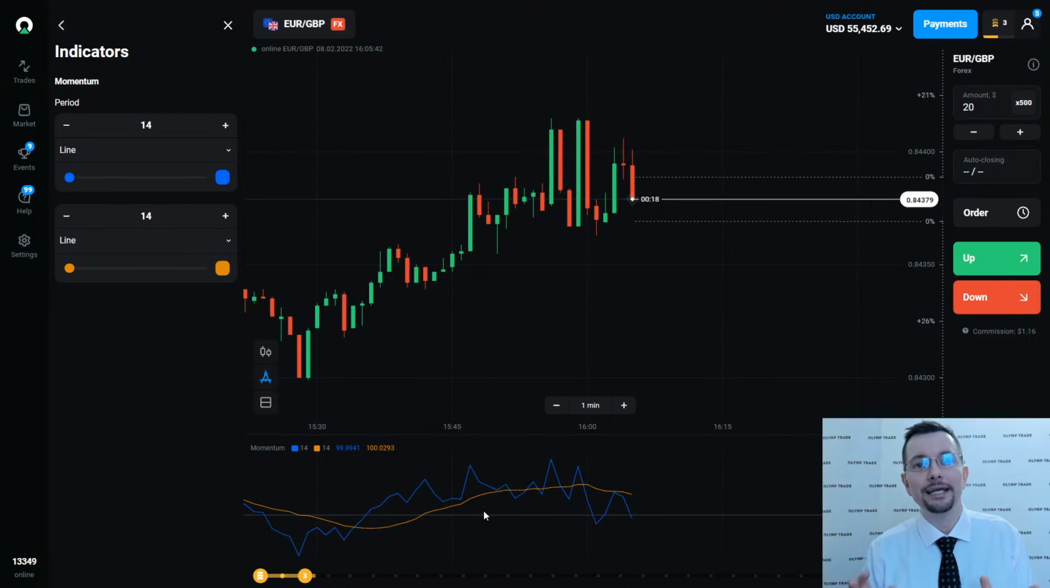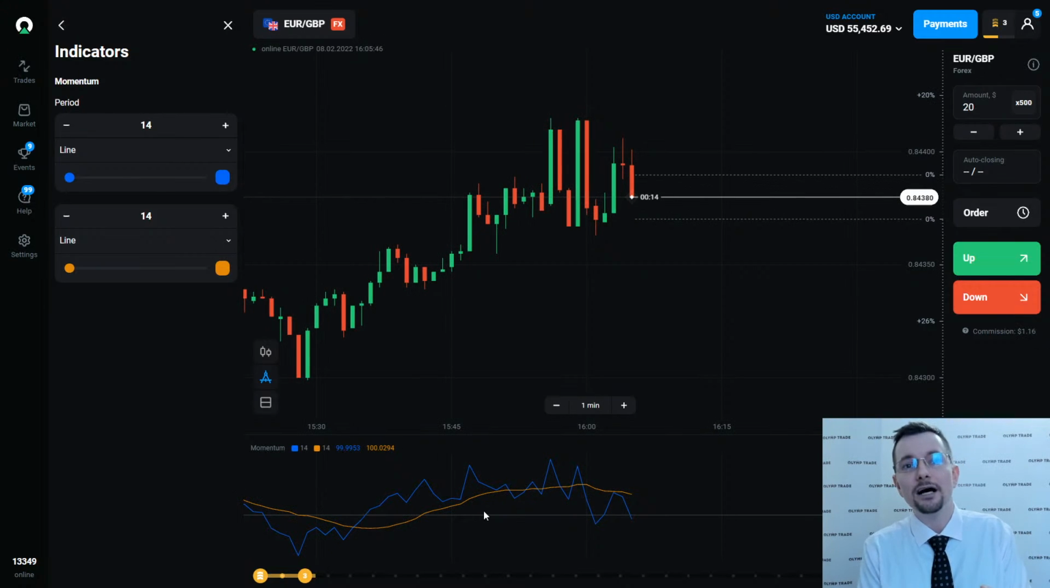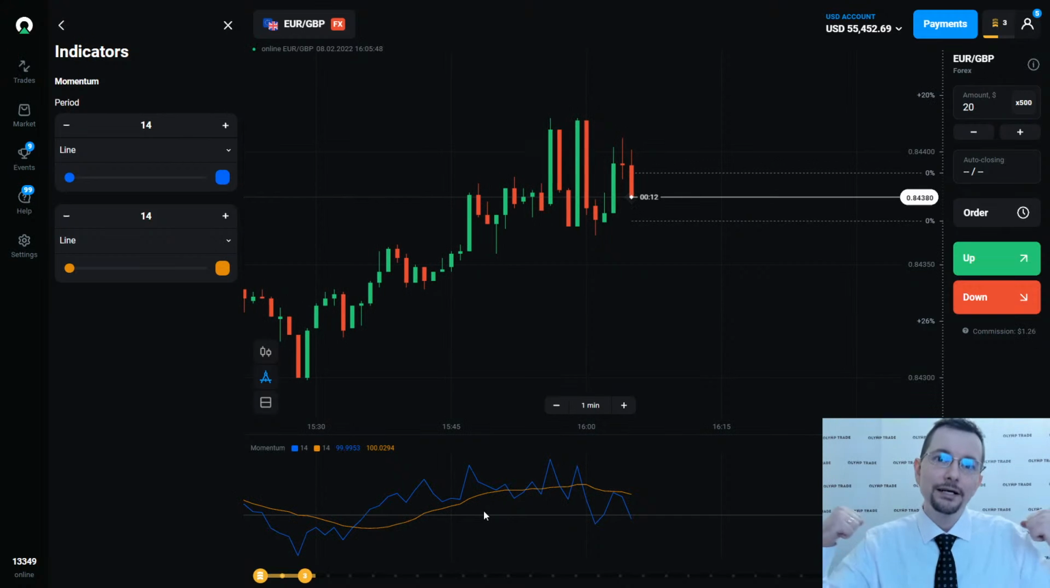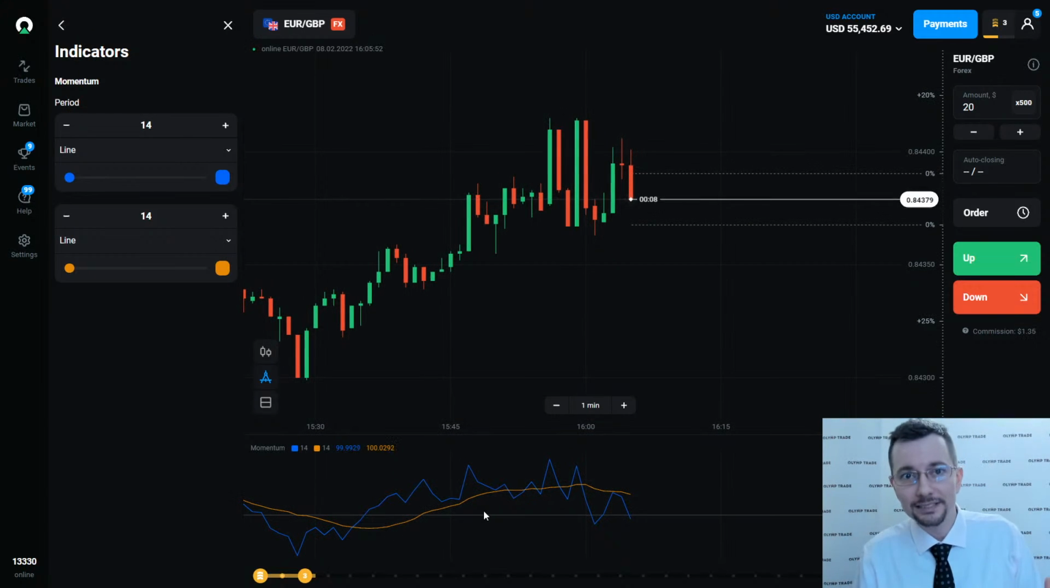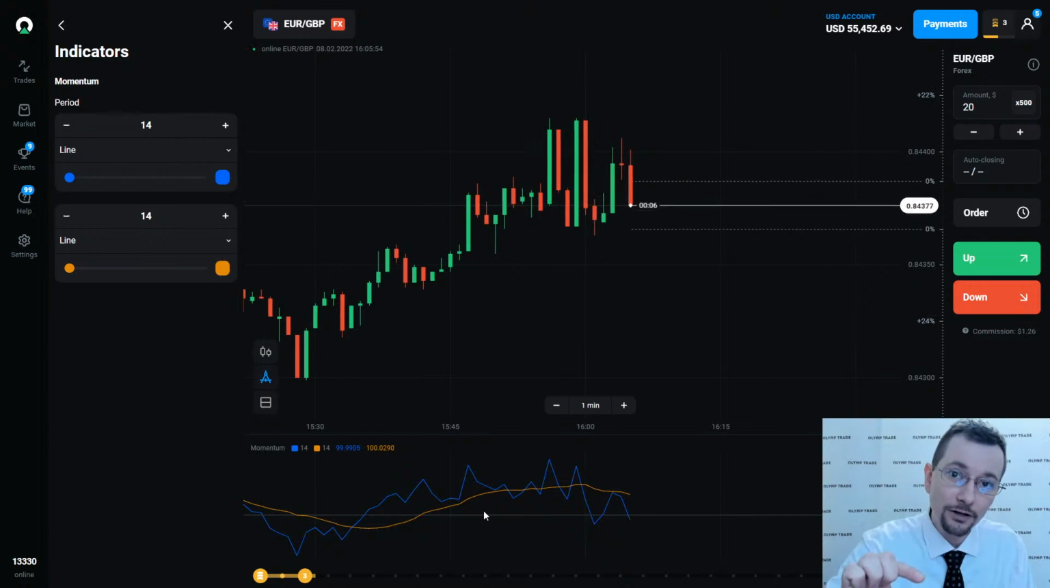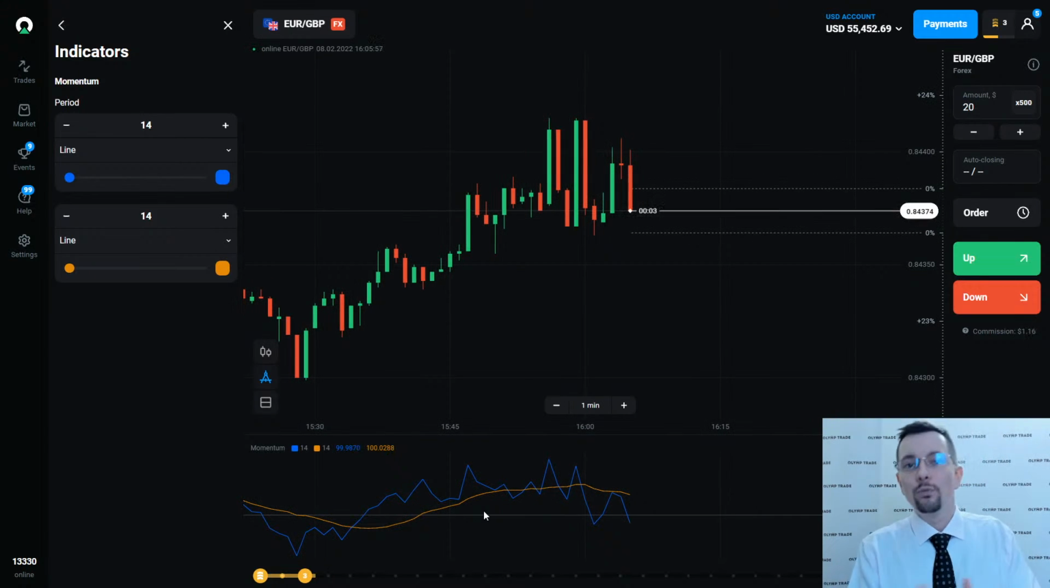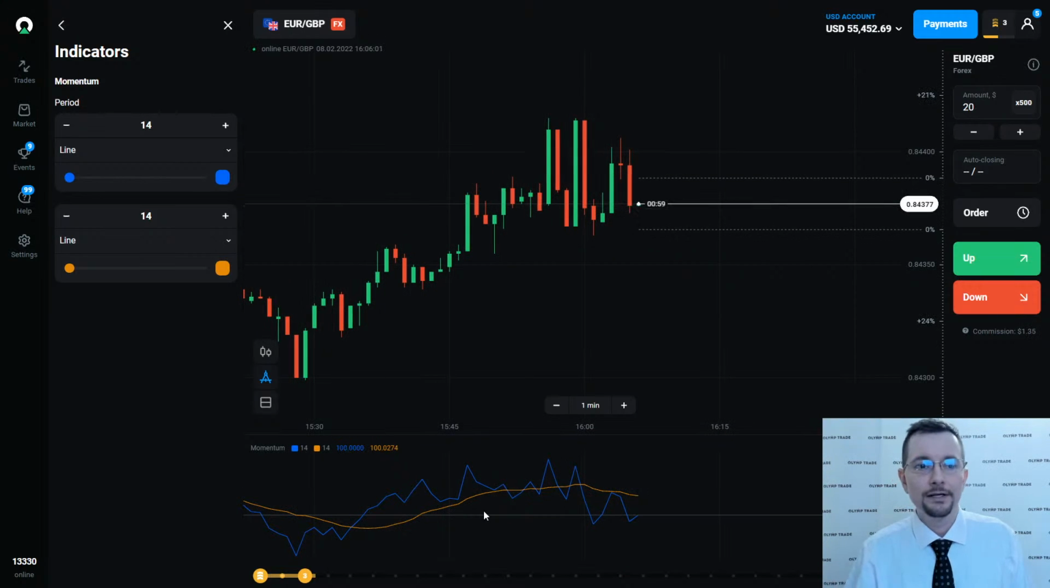The momentum indicator is a really sharp pinpointing indicator that gives you an idea of when the strength of the move fades, right? When we have too much volatility or too little volatility, the momentum indicator will give us that image very clearly so that we can see.